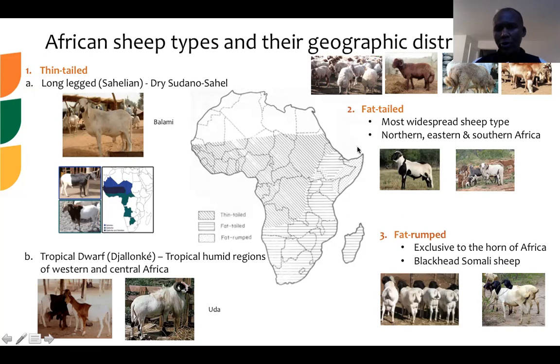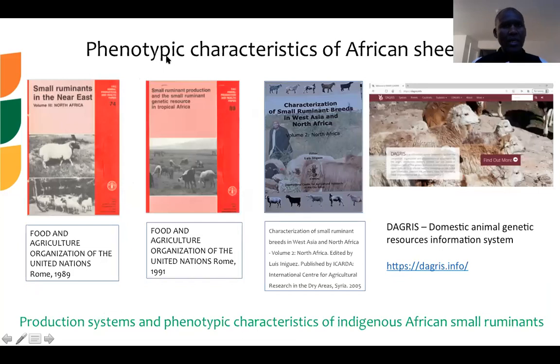Furthermore, the origin as well as the route of introduction of these sheep into the continent has not yet been investigated. In terms of phenotypic characteristics, several studies have been done on African sheep. However, there are only three that I will say are outstanding in the way they were carried out. These are two studies commissioned by the FAO, and one study commissioned by the International Center for Agricultural Research in the Dry Areas.